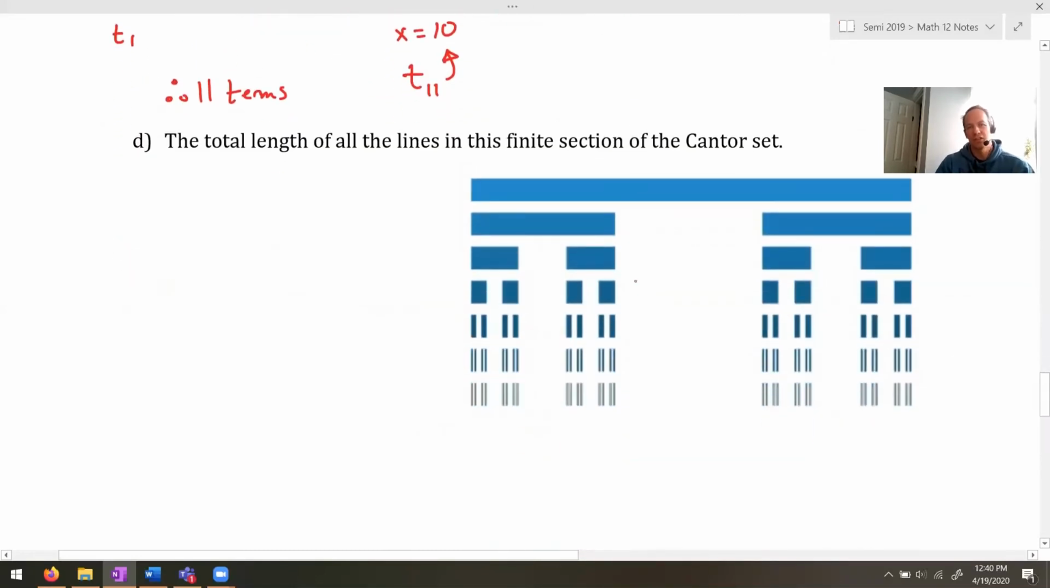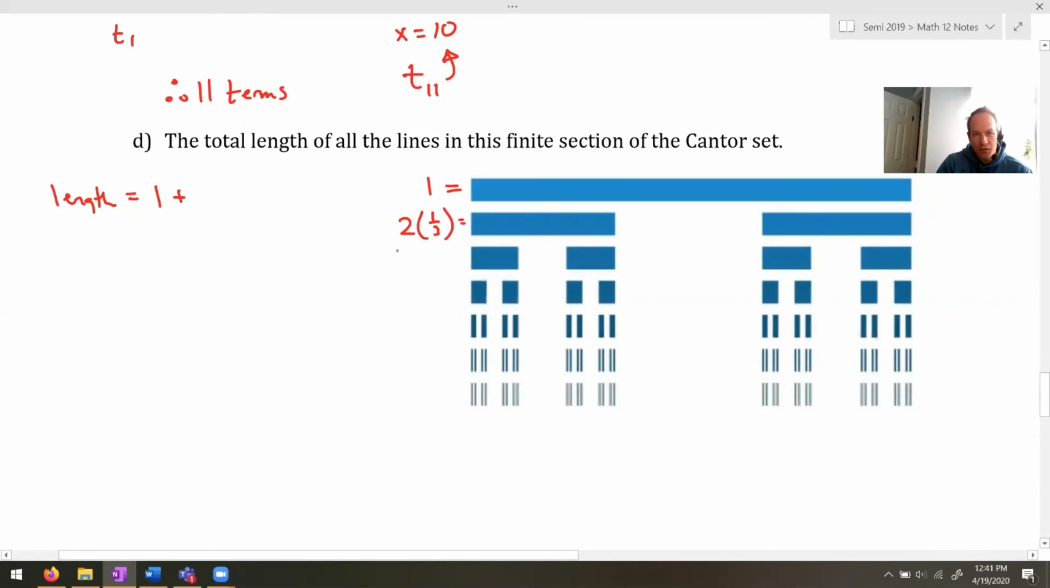For the total length of all the lines in this finite section of the Cantor set, we can see that the length of the lines would start with, and we're just going to assume this is equal to 1, as we've done before. So it's equal to 1 plus, now each one of these is equal to a third, but we've got 2 of them, so we're going to do 2 times a third here.